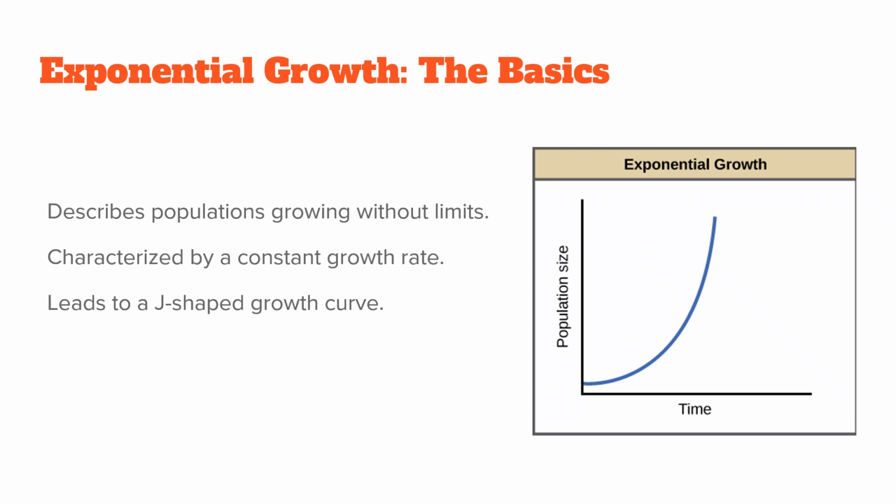Exponential growth occurs when resources are unlimited and populations increase at a constant rate. The result is a J-shaped curve. Exponential growth is dramatic, but in nature, it's rarely sustainable for long.